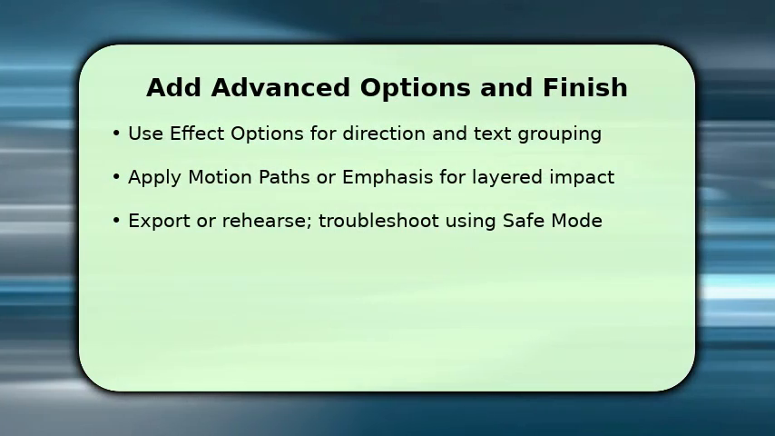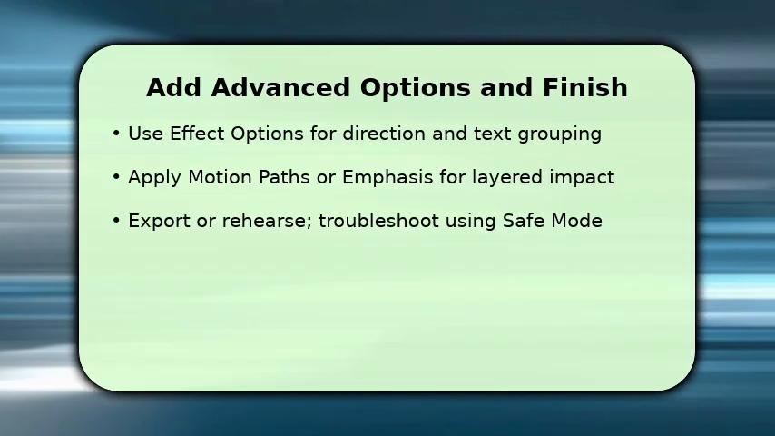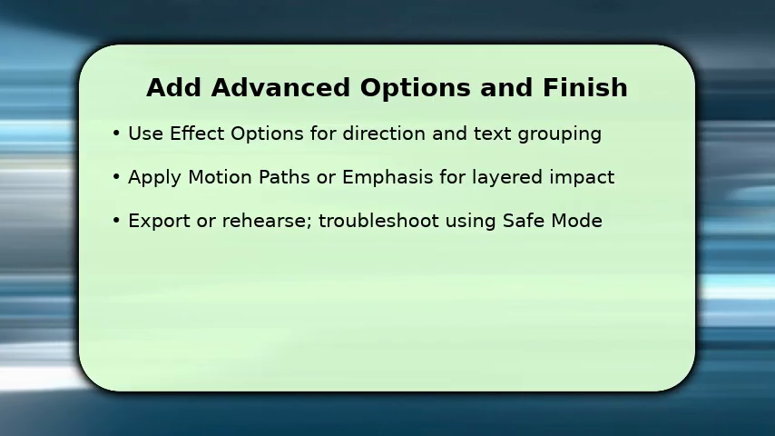Finish by adding polish. Open effect options to change direction, sequence text by paragraph, or adjust smoothness. For more dynamic slides, add motion paths or emphasis effects and layer them on separate objects using the animation pane. Once satisfied, rehearse in slide show mode and export as a video if needed.